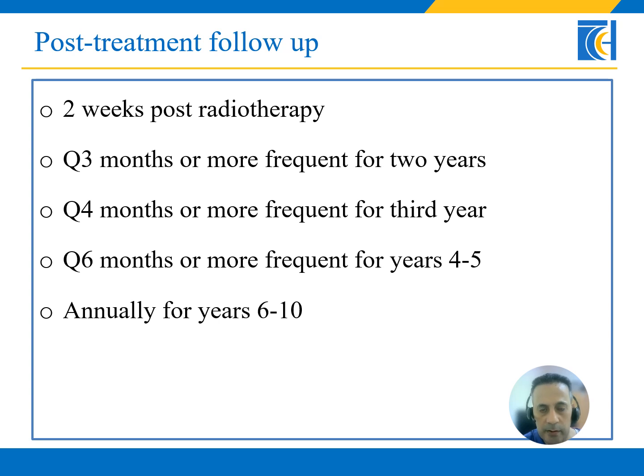During radiation therapy, we see early-stage laryngeal cancer patients weekly to manage acute side effects. Post-radiation, we see them initially 2 weeks post-radiation therapy, then every 3 months or more frequently for 2 years, then every 4 months or more frequently for the third year, then every 6 months or more frequently for years 4 to 6, then annually for years 6 to 10. We follow them up with fiberoptic exam and we order imaging as clinically indicated.